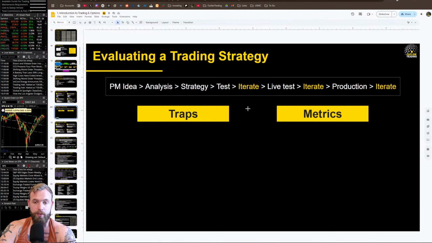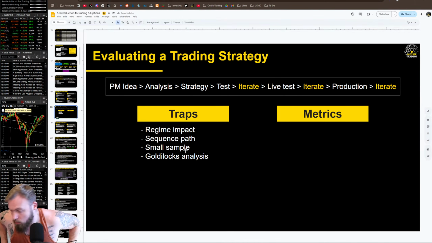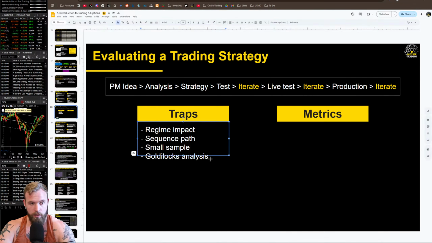Now, we already started talking about some traps. It's like Admiral Akbar. It's a trap. There's so many of them, it's not even funny. And this isn't even a drop in the bucket.